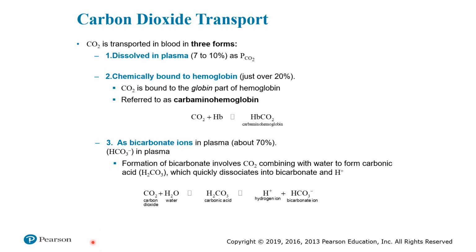How is carbon dioxide transported in the plasma? Carbon dioxide is transported in the blood in three forms. Number one, it is dissolved in the plasma, which is only 7 to 10%. And then it is transported bound to hemoglobin, which is around 20%. The important thing about this point is that the carbon dioxide does not bind to the heme group. In other words, carbon dioxide and oxygen do not bind to the same part in the hemoglobin molecule. They have different binding sites.